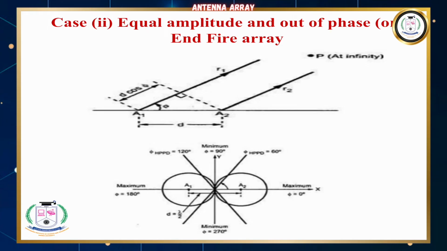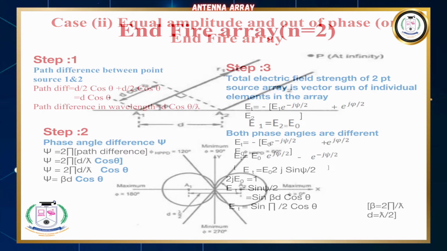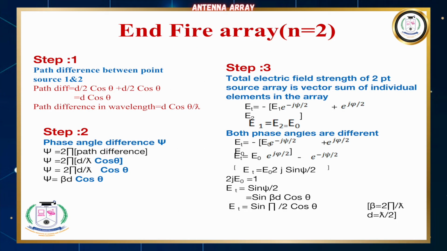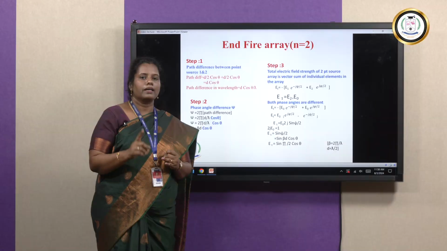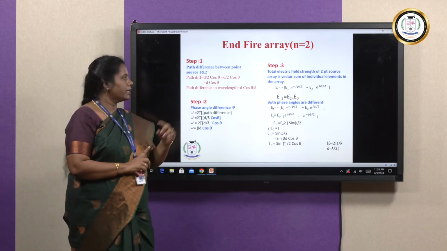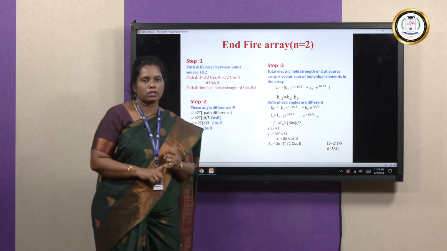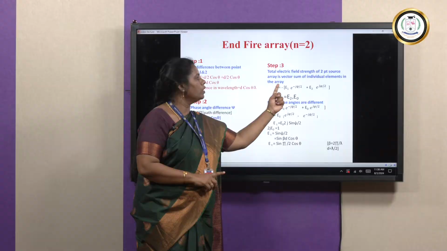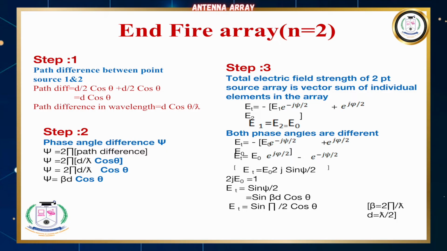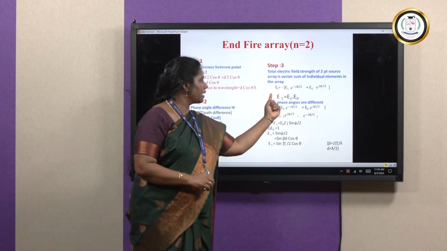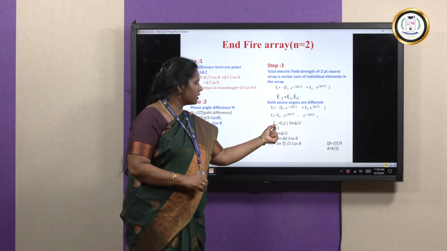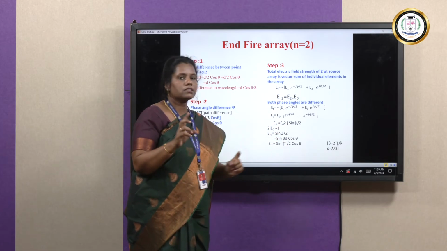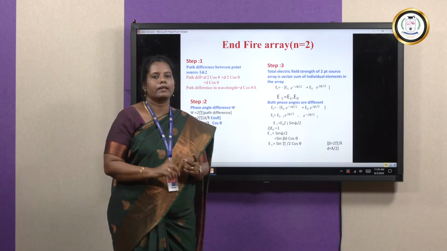In equal amplitude and out of phase configuration, the same two antennas are excited simultaneously. As with the broadside array, we go for the path difference, next the phase difference, and next the total electric field strength. Here there is a small change because of out of phase. For in phase, we calculate Et is equal to E1 e power minus j psi by 2 plus E2 e power j psi by 2. Because of out of phase, we introduce a minus sign here. Because of the minus, cos becomes sine. That is the only change between the broadside array and the end-fire array.